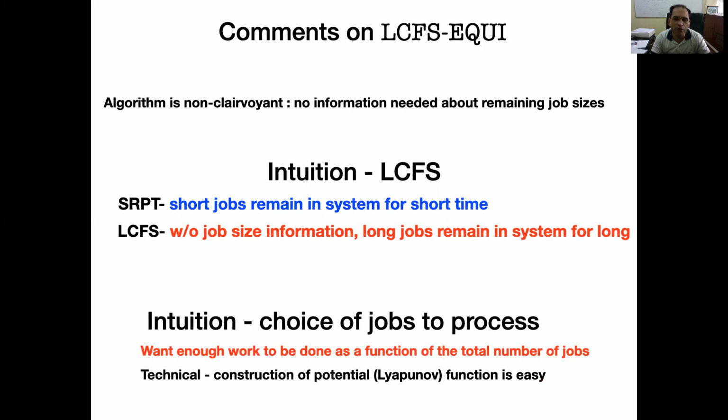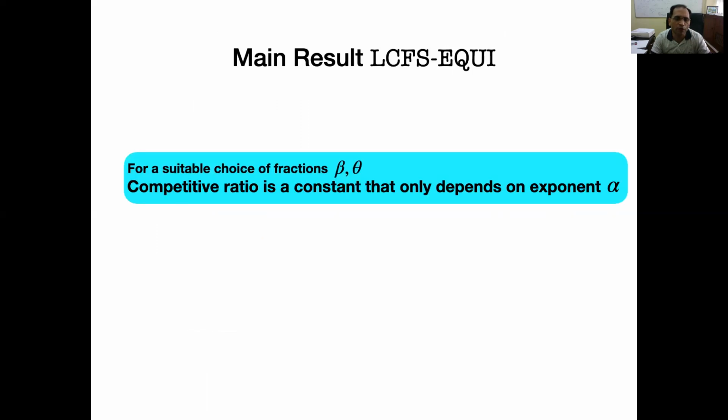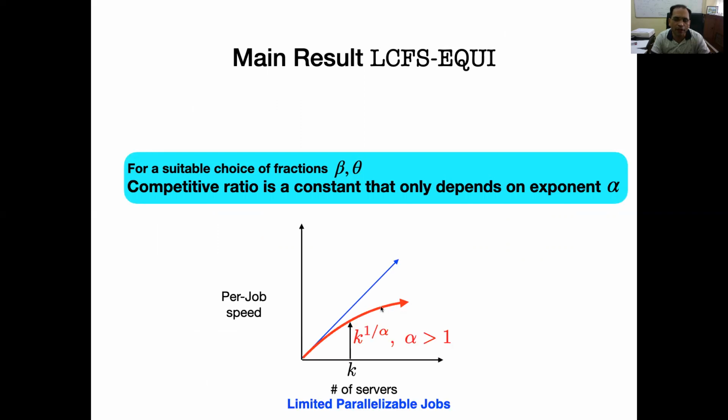In addition, the LCFS choice is also dictated by the construction of the potential function. So that makes it kind of easy. And the speed choice is to make sure that enough work can be extracted at each point of time and no speed is lost. So here is the main result for this algorithm: for a suitable choice of 2 constants, beta and theta, both belonging to 0 and 1, the competitive ratio of the algorithm is constant, that only depends on this exponent alpha, which controls the limited parallelizability of any job in its parallel phase. This is important because in prior work, such a result was not available when there is serial and parallel work in the arbitrary setting.